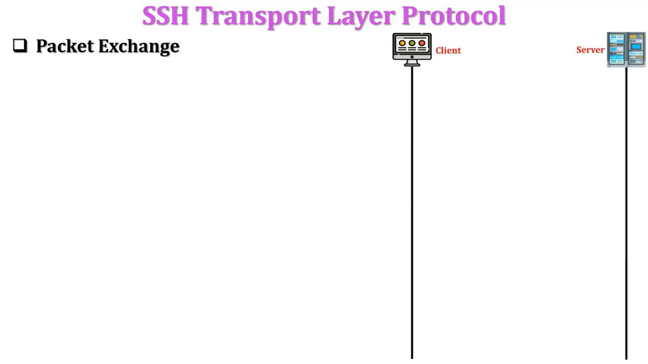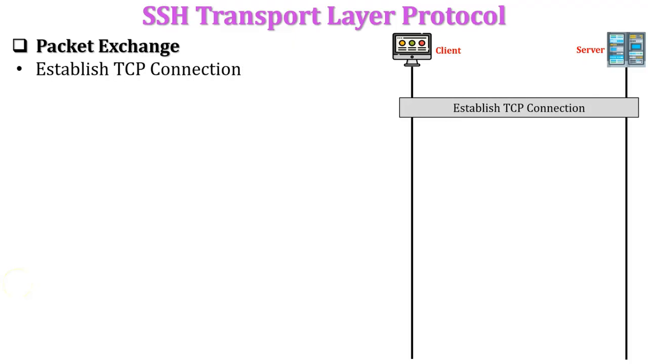Next function is packet exchange. Let's take one scenario to understand the packet exchange. For example, there is one client and there is one server. First, the client establishes a TCP connection to the server. This is done by the TCP protocol and it is not a part of the SSH Transport Layer Protocol. Once the connection is established between the client and server, then the client and server exchange data. It is referred to as a packet.